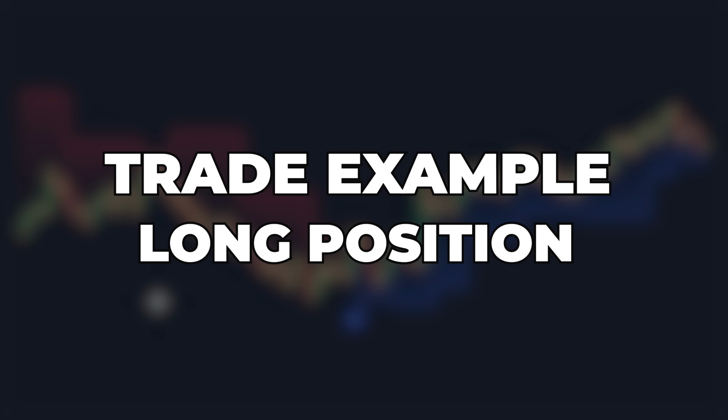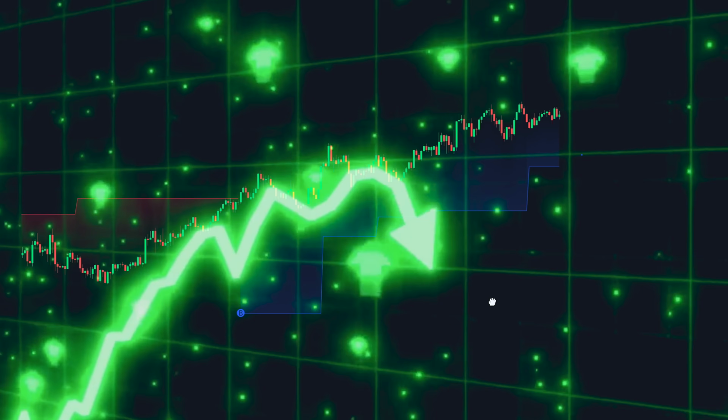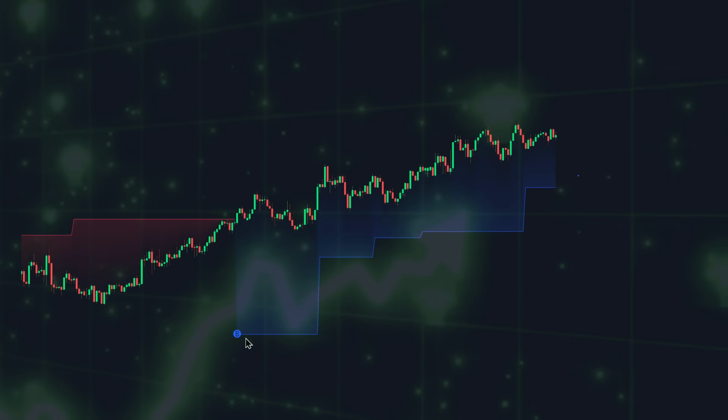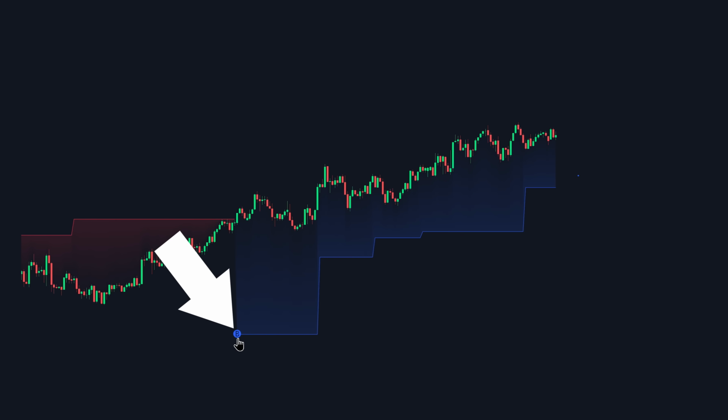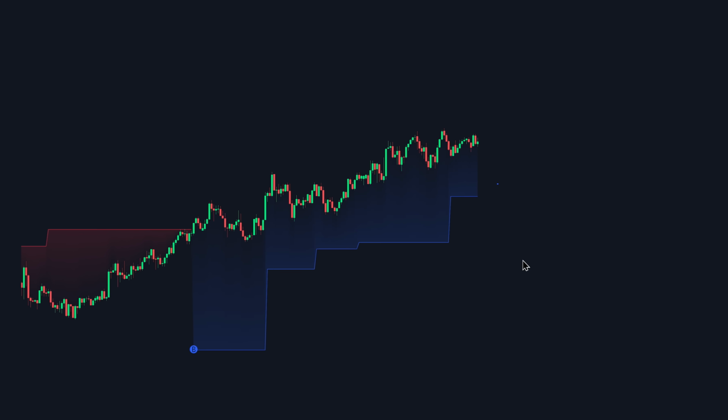Here's the long setup on AUD/NZD. First, you want to see the trend flip bullish. That means the line turns blue and you get the buy marker. This tells you structure has shifted and the market is attempting to start a new uptrend. Second, you wait. Do not buy immediately.